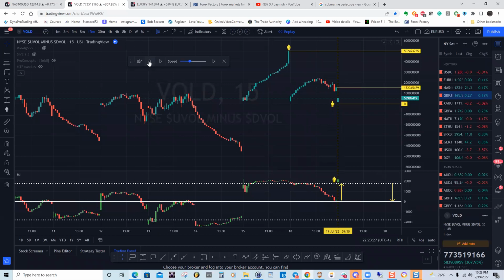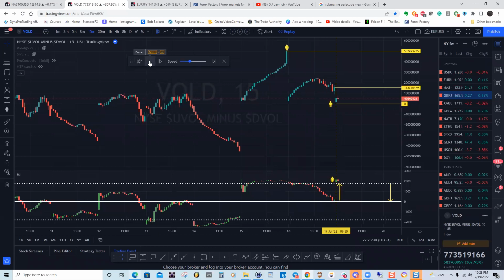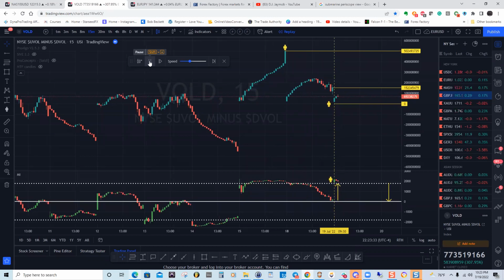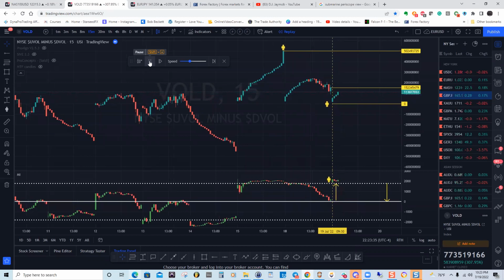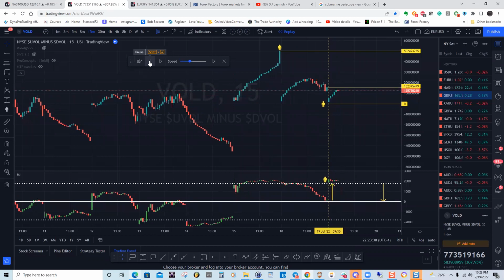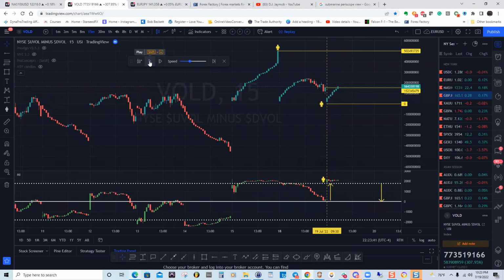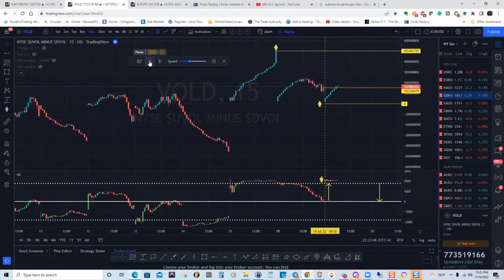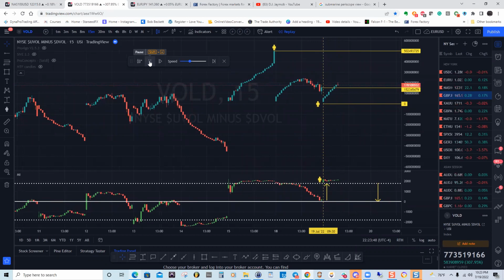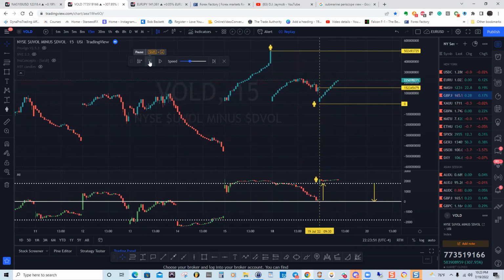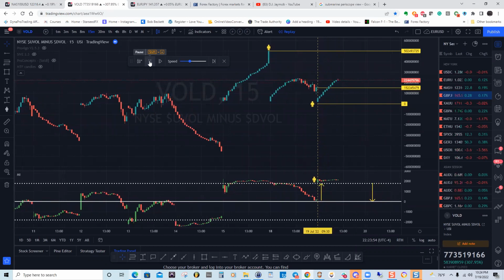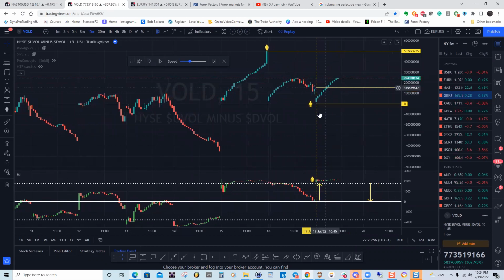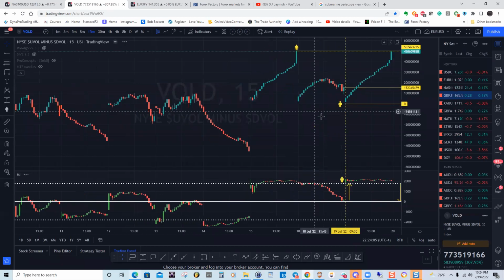But what I'm trying to point out is down below, your ADD is above 1800, right? So what is the VOLD doing? Going up. It filled that gap. So look at what the VOLD is doing and look at what the ADD is doing. The VOLD is going up and the ADD is above 1800. Let me delete this again. I want to show you something so we can see it clearly.